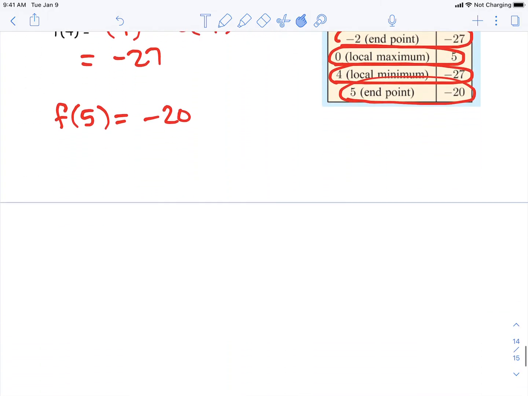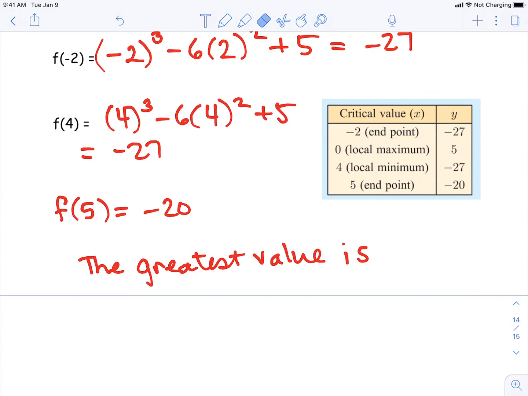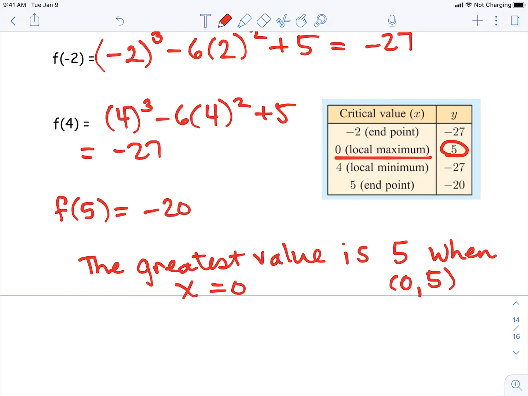So to wrap up, the greatest value is, I'm just going to erase these here so you can see. This is your greatest value at x equals 0. So at the ordered pair 0, 5 is your greatest value.